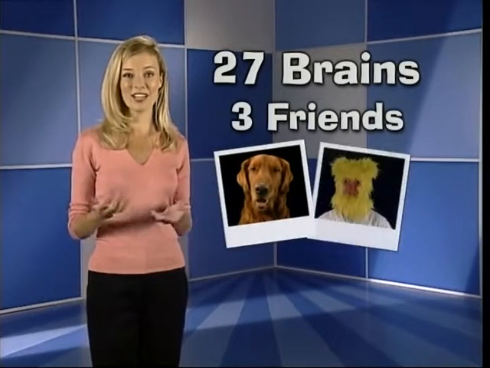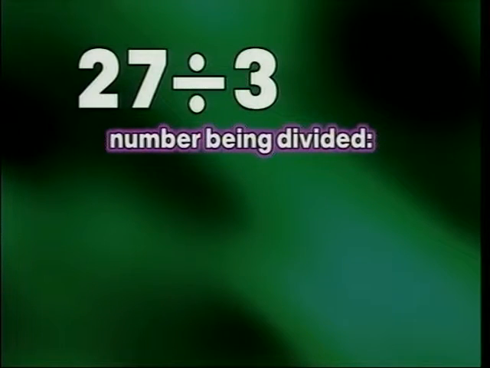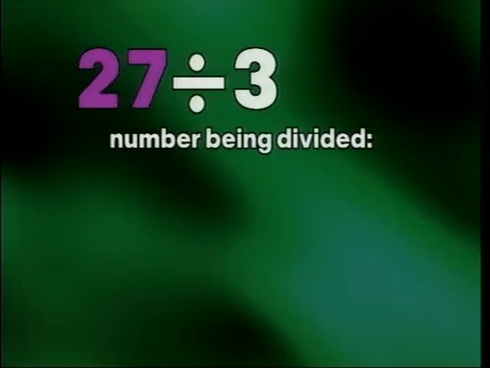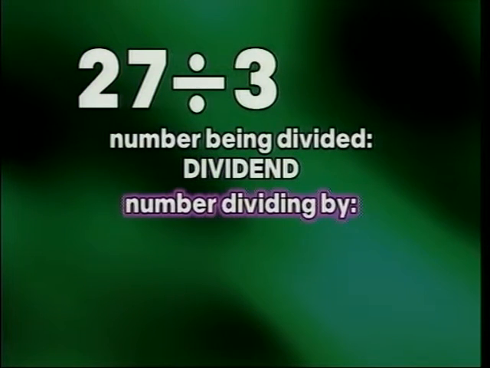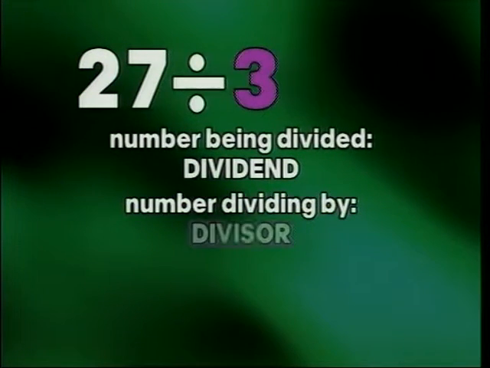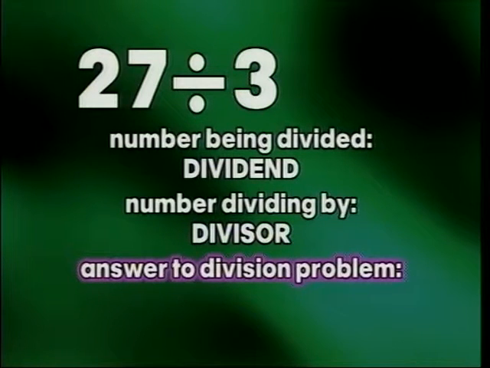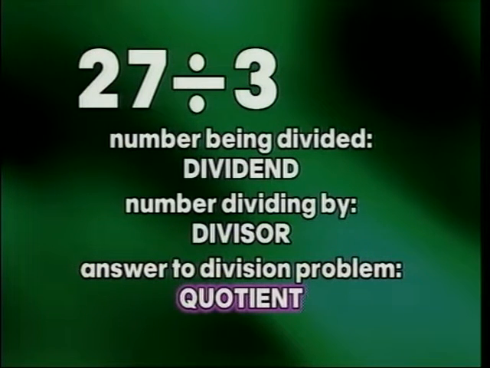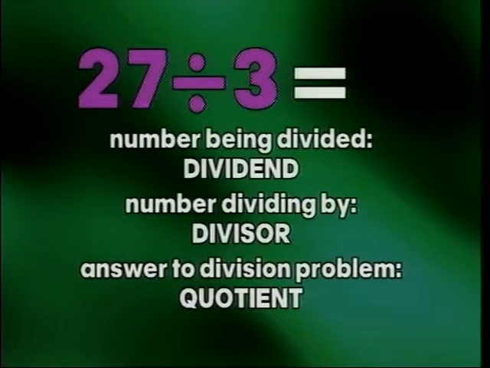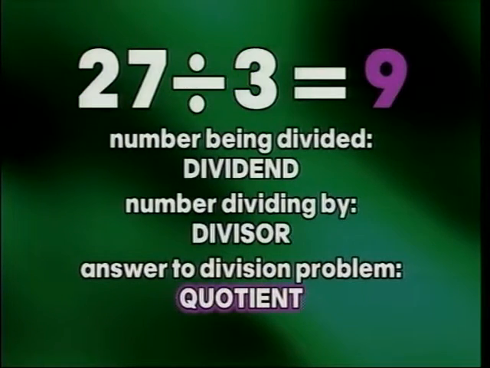Let's get back to the brain problem. I have 27 brains and I want to divide them among my 3 friends, Hoss, Chickenhead, and Mr. Lizard. So I'm dividing 27 by 3. The number being divided, 27 in this case, is the dividend, and the number you're dividing by, or 3, is the divisor. The answer to a division problem is called the quotient. For our example, 27 divided by 3, the quotient is 9.